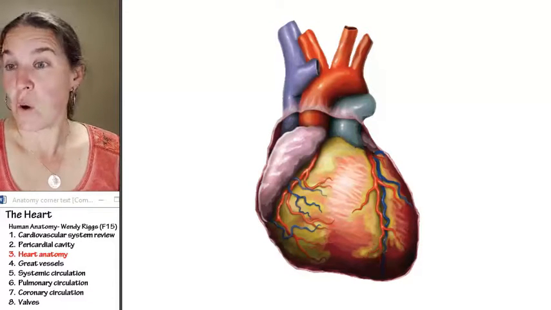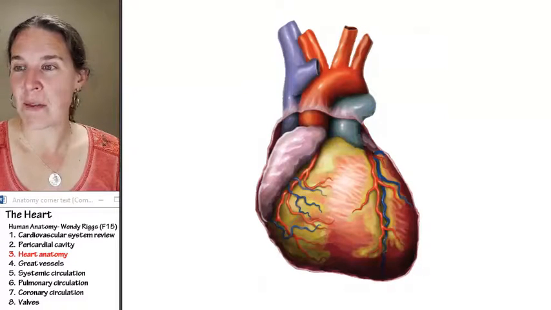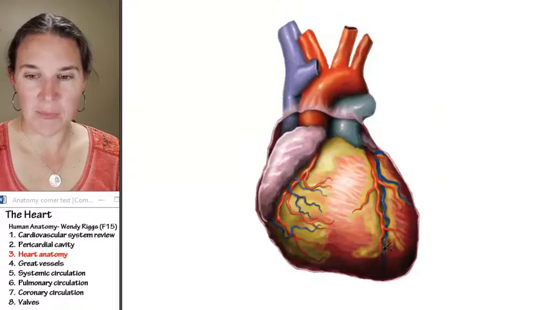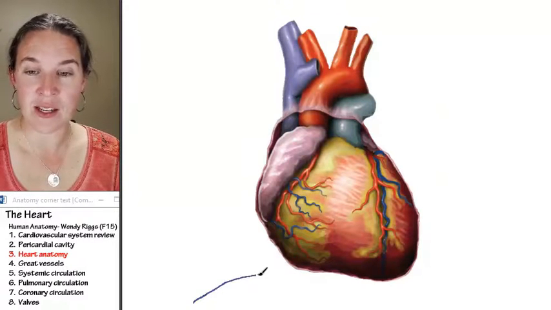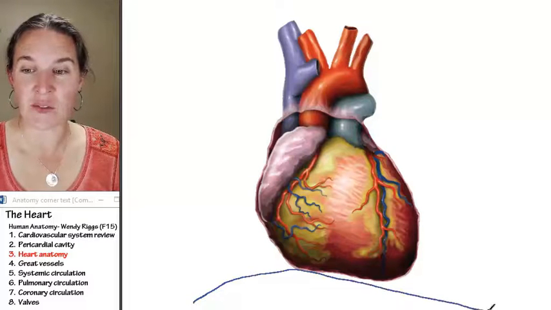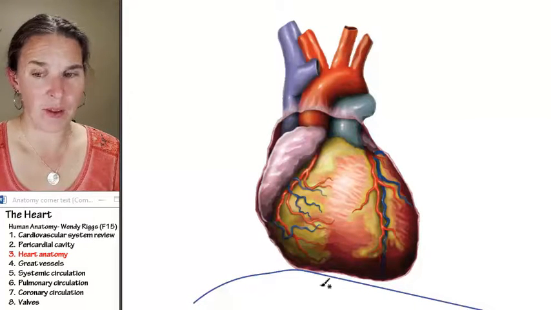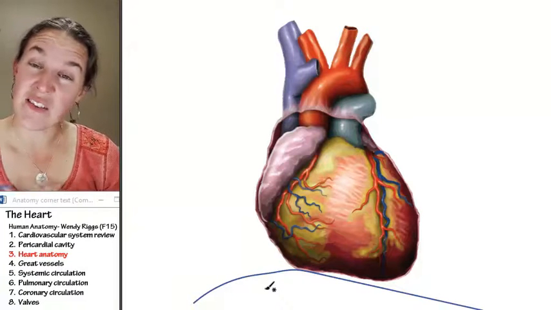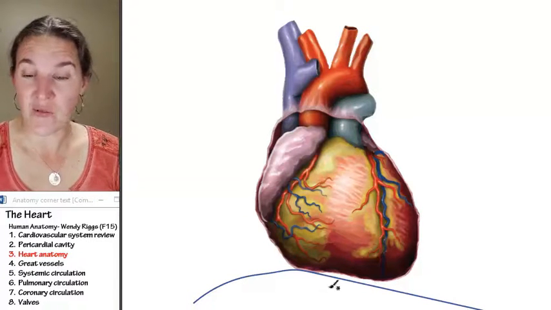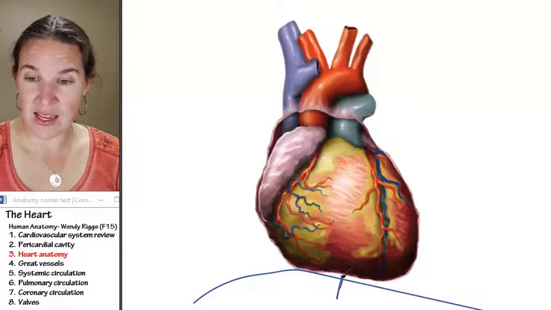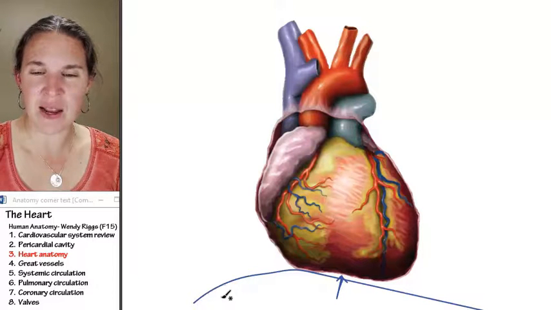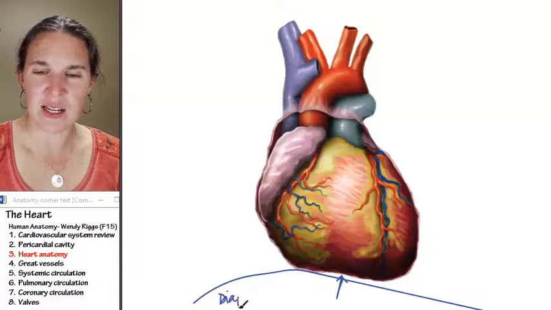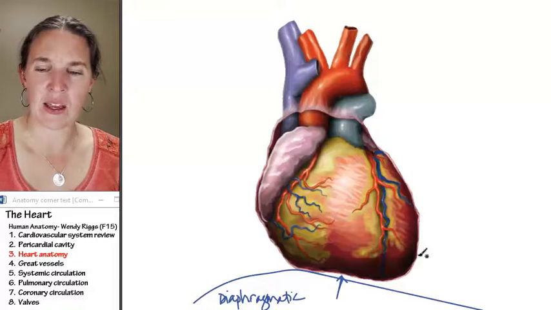First of all, we have the diaphragmatic surface, because if you imagine this heart could sit down, that's a diaphragm. It could sit like it does. It rests upon the diaphragm. And so therefore, this end down here is the diaphragmatic surface.